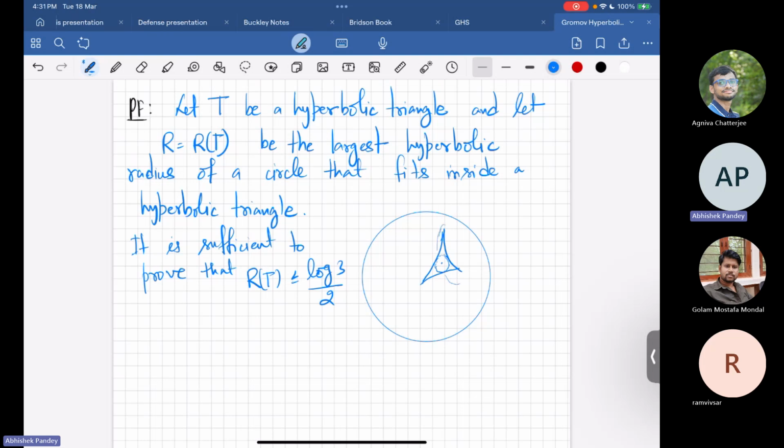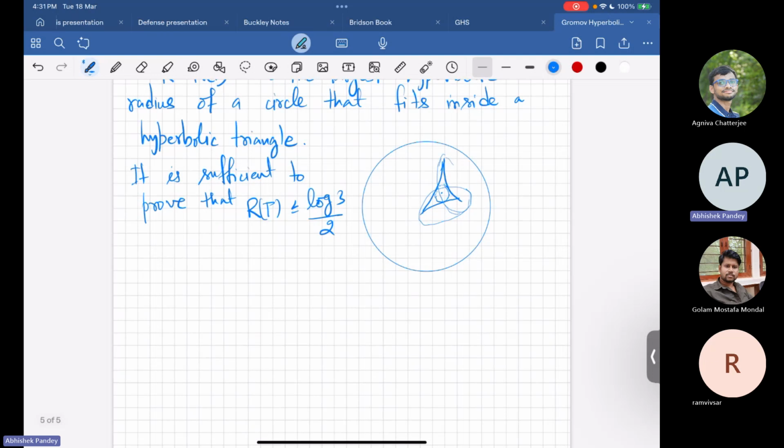And hence if we take the log 3 neighborhood of this one and this one, the other side will be contained in this one. Okay. So this is the idea. And what we're going to do is, let us say this is x, y, and z. Okay.